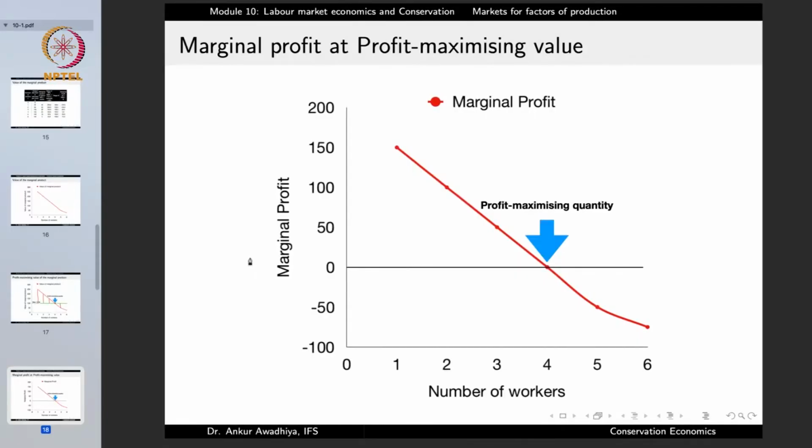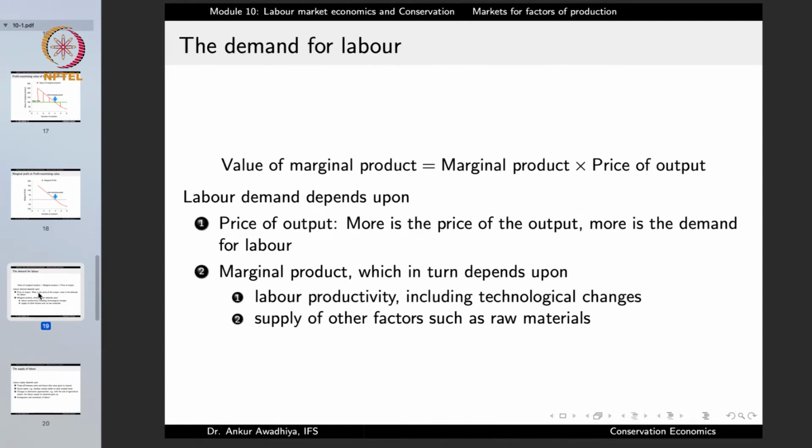And we began with the assumption that this firm is a profit maximizing firm. So when the marginal profit becomes negative, then the firm will not hire the labor. So the demand for the labor will be determined by the value of the marginal product. And the value of the marginal product is the marginal product multiplied by the price of the output. So in this case, the labor demand will depend on the price of the output. So if the price of the output is more, then the demand will increase.